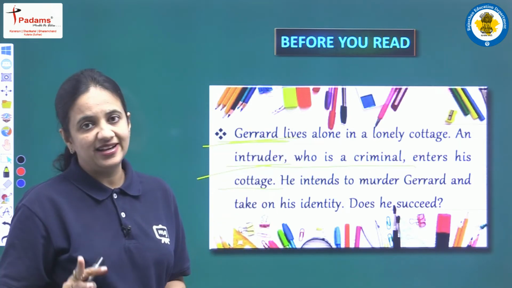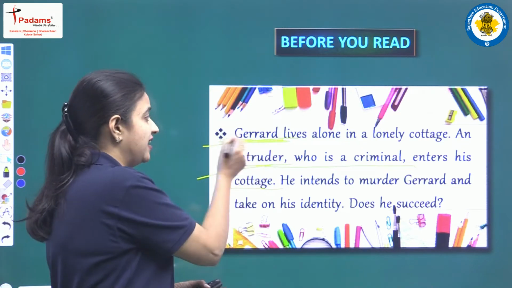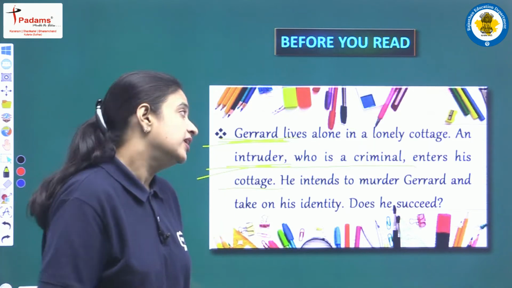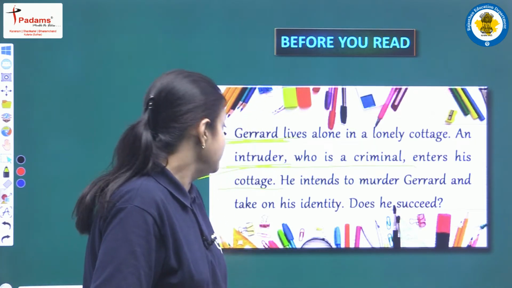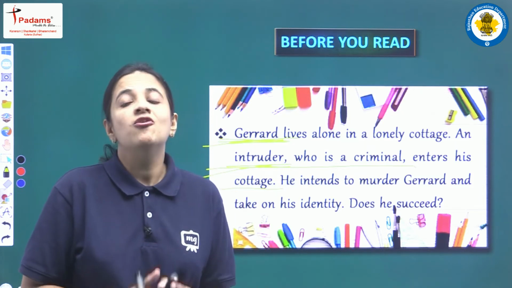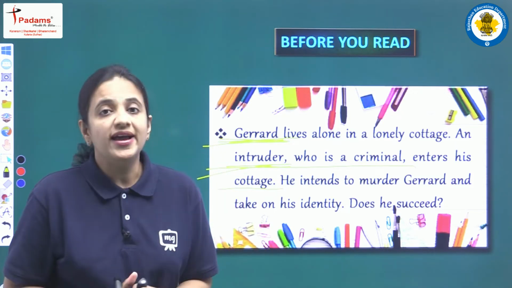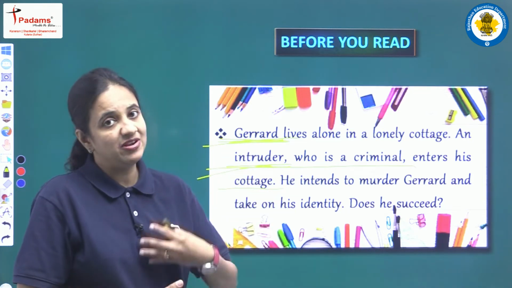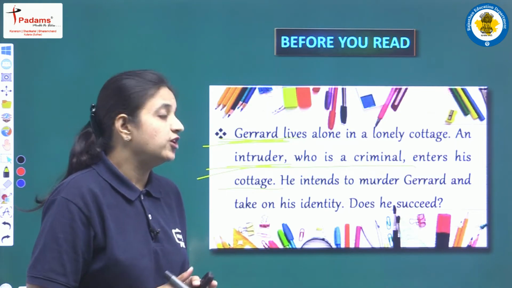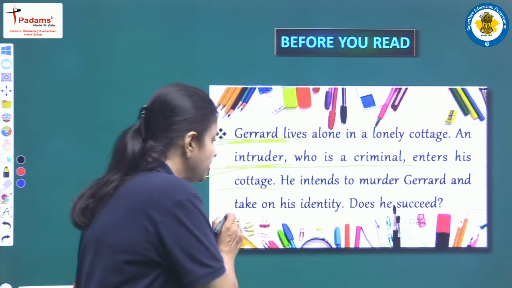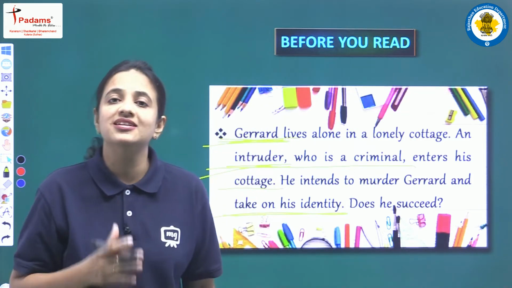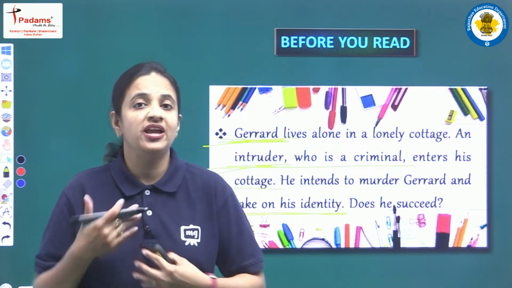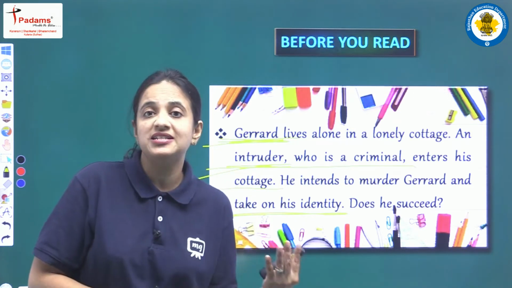So we have two characters in our play. The first character is Gerald and the second character is the intruder. We are not given the name of the intruder. He intends to murder Gerald and take on his identity. Now what is the purpose of this intruder? Why is he there in Gerald's cottage? He has one intention, one purpose, and what is that? He just wants to murder Gerald and he wants to take on his identity. So this is his plan. He is there to murder Gerald and after that he wants to behave like Gerald. He wants to take on his personality.